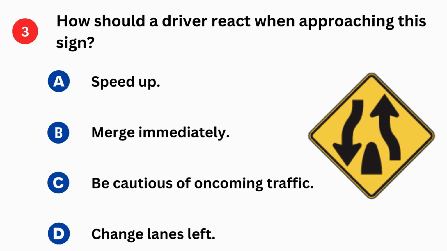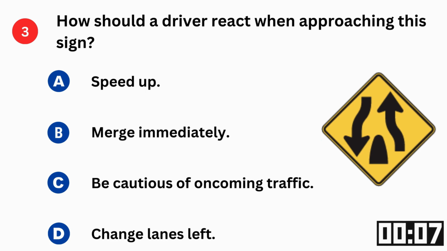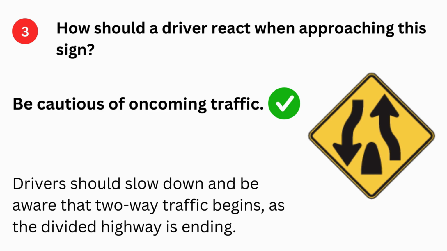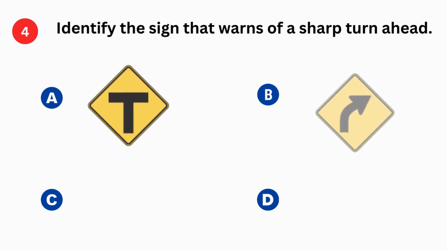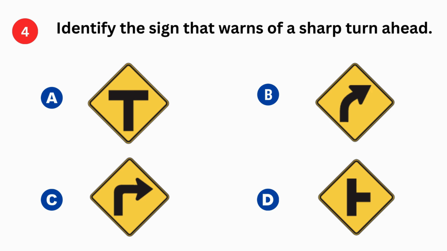Options are A. Speed up, B. Merge immediately, C. Be cautious of oncoming traffic, D. Change lanes left. Be cautious of oncoming traffic. Explanation. Drivers should slow down and be aware that two-way traffic begins as the divided highway is ending. Identify the sign that warns of a sharp turn ahead.